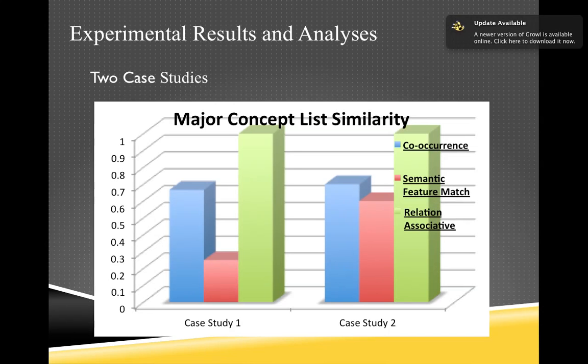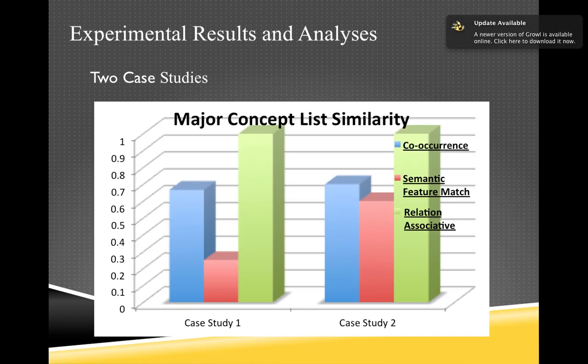The two case studies are very simple. One is about mammal animals. The other case is about computers, and I developed it by myself. For the detailed things, you can see the project report. Here it shows the major concept list similarity. From this, you can see that the relation associated model nearly gets one similarity. It means that it detects the correct topology with the correct concepts.